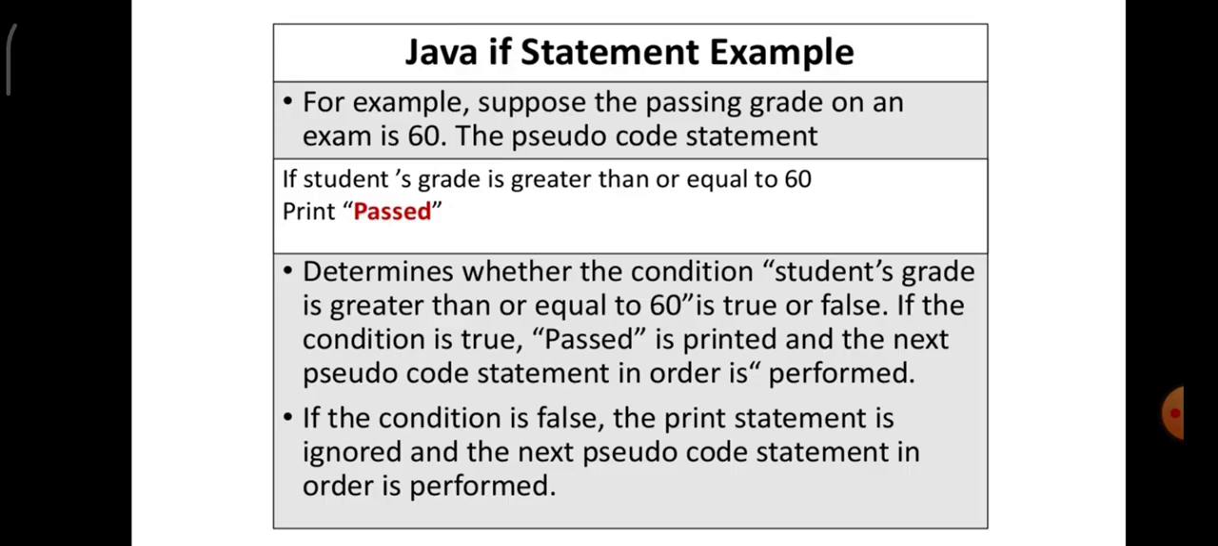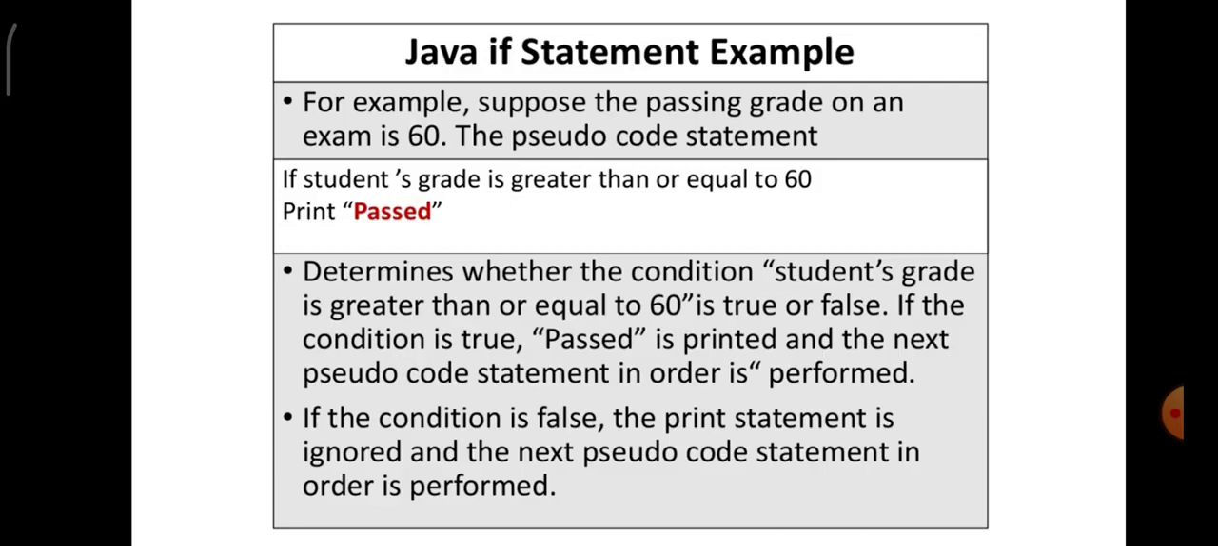This is the condition or the requirement that is given to you. You will check for the marks and you will look out for a condition if it is greater than 60%. If the condition is greater than 60%, you will print the statement called passed. Now look below, it determines whether the student's grade is greater than or equal to 60 is true or false.